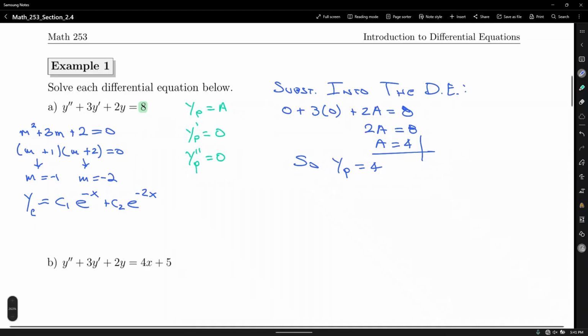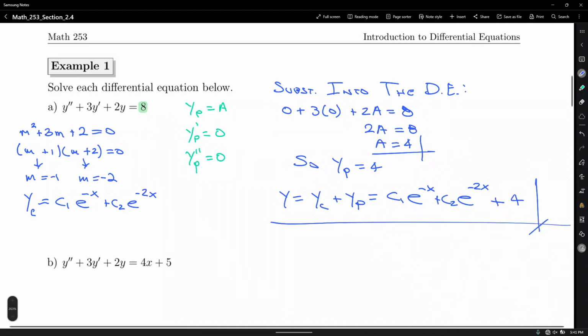Now we're going to write the general solution to the differential equation. So y equals y sub c plus y sub p, which is c1 e to the negative x plus c2 e to the negative 2x plus y sub p. But what's y sub p? Plus 4. And that is the solution to the DE. Well, this is the cheesy, easy example, because a lot of zeros, but the next ones are going to get interesting.